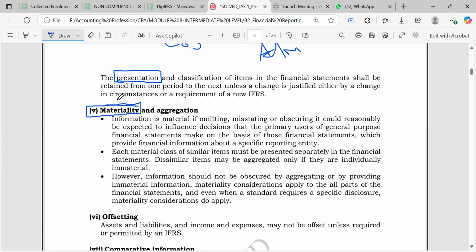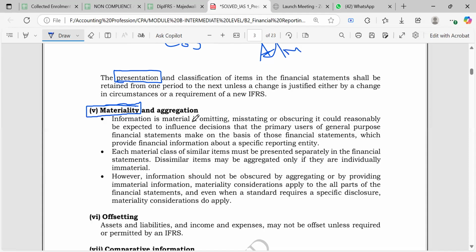And aggregation. What we mean is when items are not material, they may be combined together to form a single item, which can then be presented, right? If you have ever seen, for example, in the statement of financial position, you can sometimes find something written as sundries. Even expenses, little items combined into one thing, and we call it sundry expenses, for example, right? That's what we mean by this.